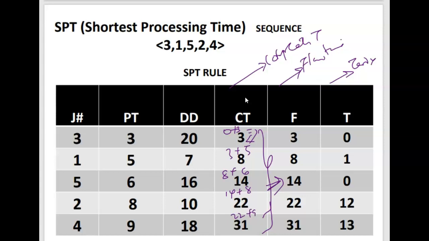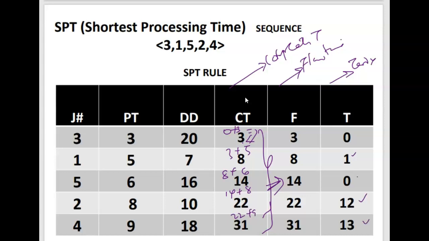For the tardiness, how many tardy jobs? Did you delay job 3? The due date is 20. You completed it on the 3rd day. No delay. For job 1, the due date is 7. The completion is 8. You delay it for a day. Why for job 5? The due date is what? 16 days. On the 14th day, you completed that job. No delay. There's a delay of 12 days here and also a delay of 13 days here.